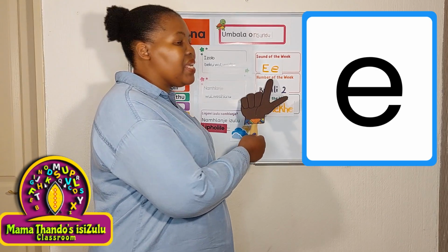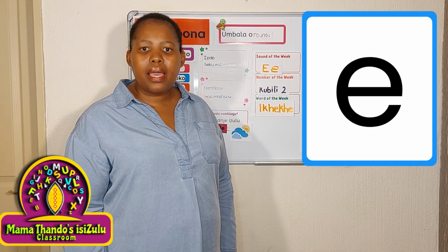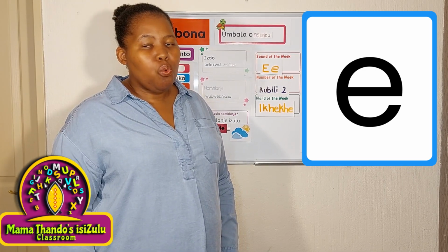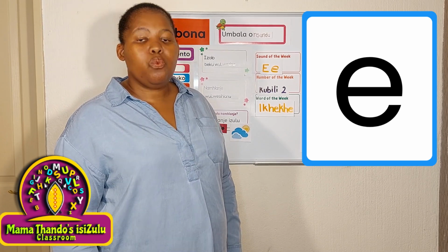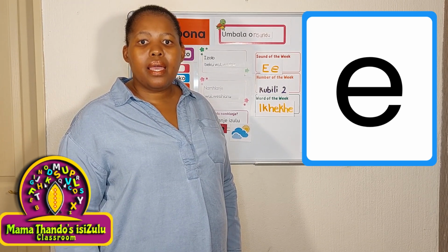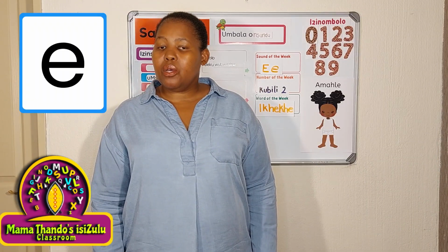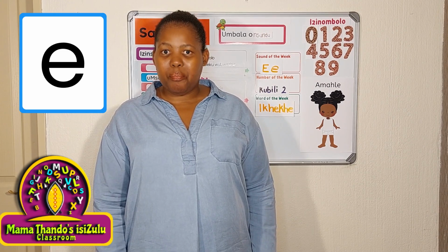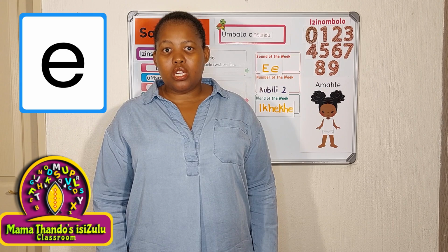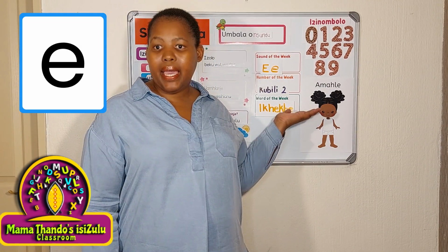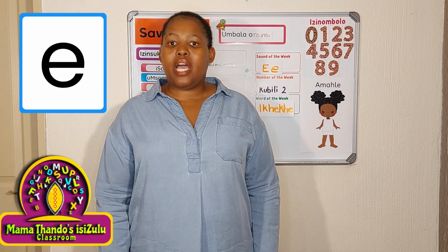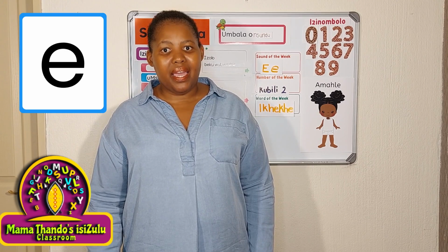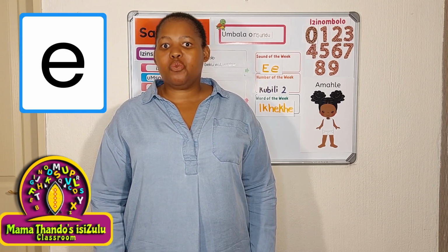The sound of the week is eh, eh, eh. It's the letter E in English. We don't pronounce it as E. We say eh, eh, eh. This week, we learned a few words that have the sound eh in them. One of them being the word of the week, which is ikhekhe, a cake. Now, I will say each word that we learned this week that has the sound eh, and I'll ask you to repeat each one after me.